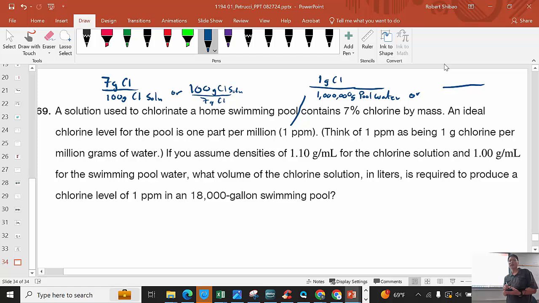Or we could flip this over and think in terms of grams of chlorine. So let's say I had 5 grams of chlorine. Well, if I have 5 grams of chlorine, then that's enough for how many grams of pool water? 5 million. But I'm going to keep this as 1 million over 1. Let me erase that.